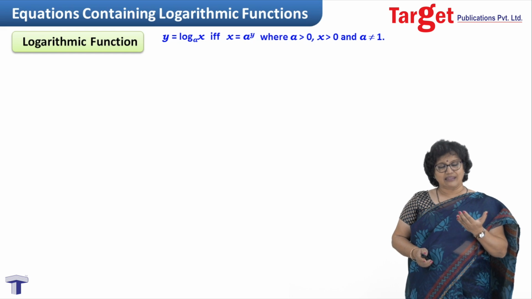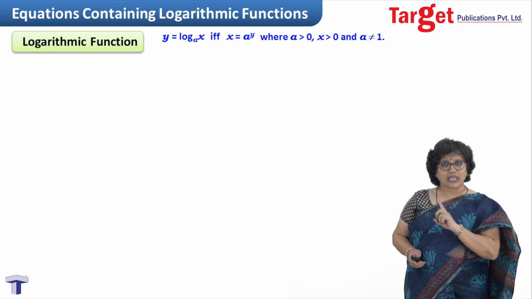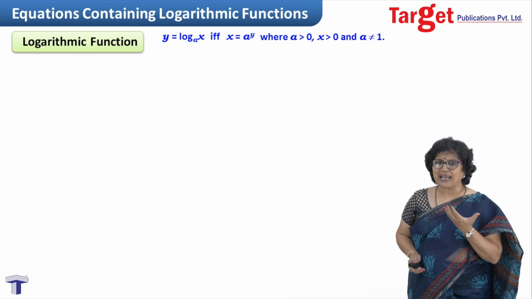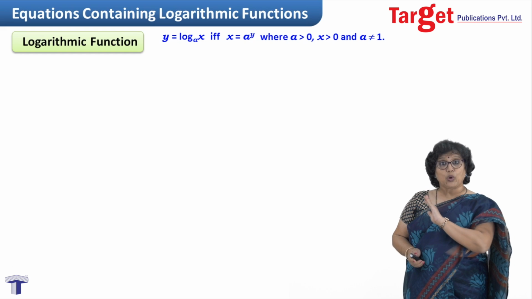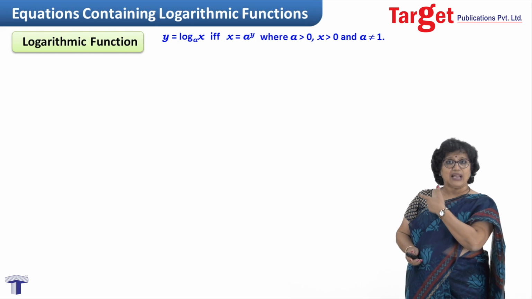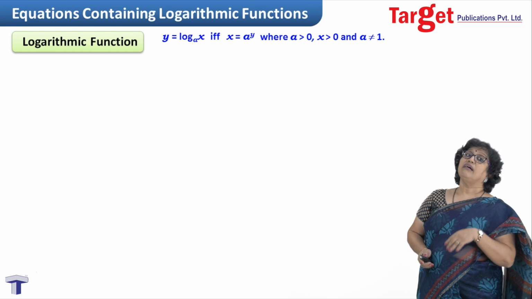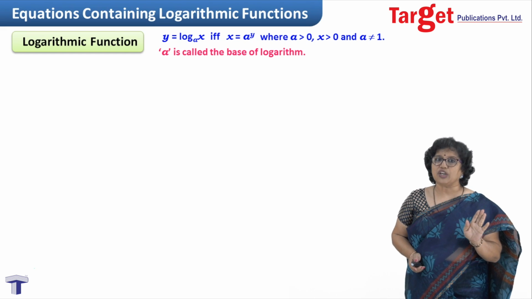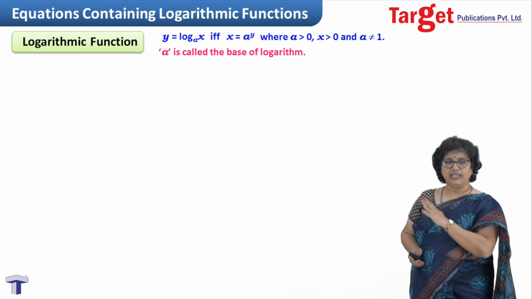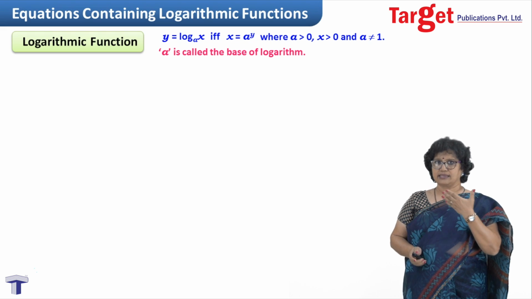Now, when I say that a greater than 0 and a not equal to 1, does that tell you something extra? That means the moment you are saying a not equal to 1, you have broken the number line into 0 to 1 and 1 onwards. And hence, we will pay attention to a all the time. It is either between 0 and 1 or it is more than 1. a is called the base, as I said before.